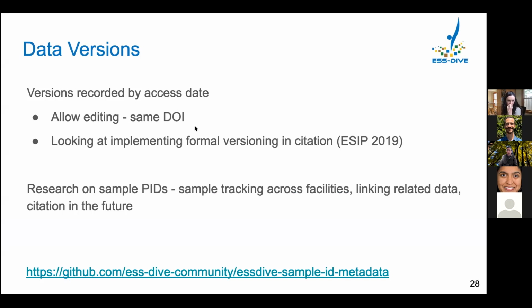So one of them is handling of versions, right? Real data is rarely static. There are cases where it is, but often it's revisited and recalibrated or added to, or there were mistakes in the metadata, things like that.